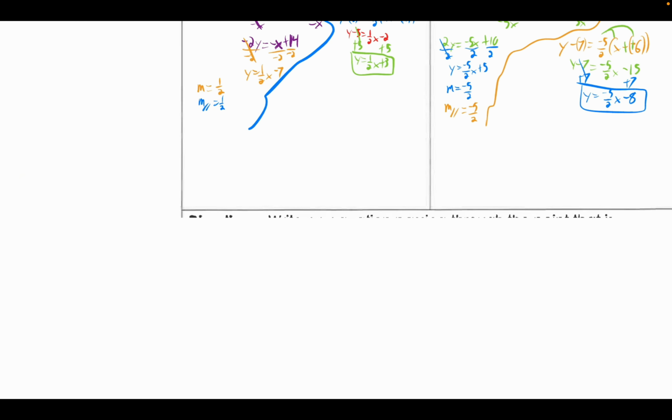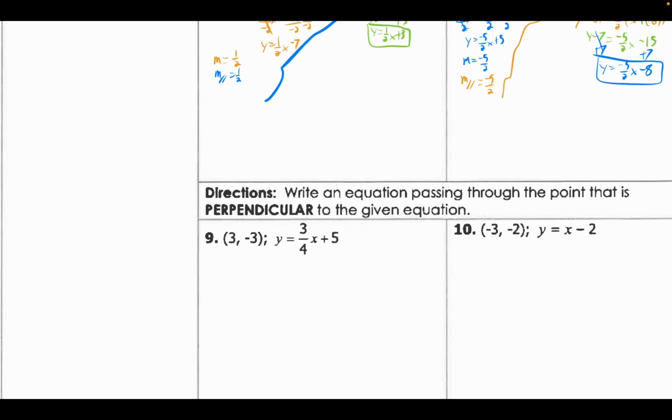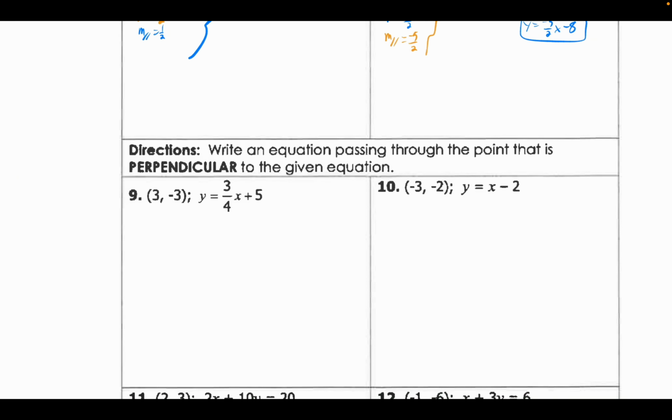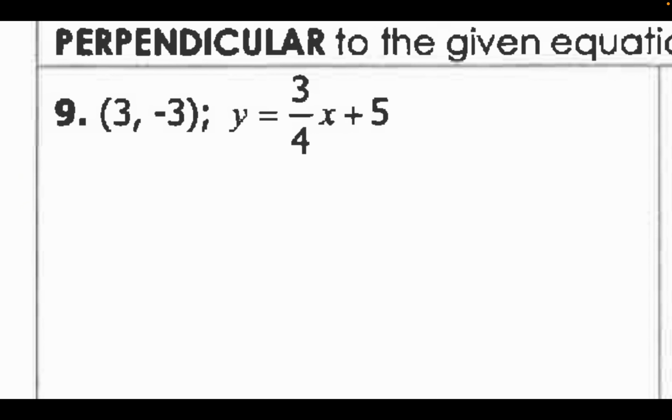Now on number 9 here, 9 through 12 I should say, these are now going to be perpendicular, which is bold and capitalized to really help drive the point home. So the slope of this line here is 3/4. We're just given that since it's in slope-intercept form, meaning the slope of our perpendicular line is going to be negative 4 over 3.